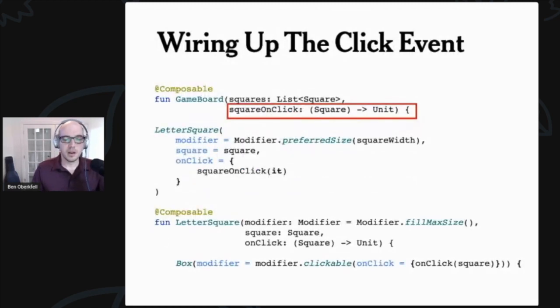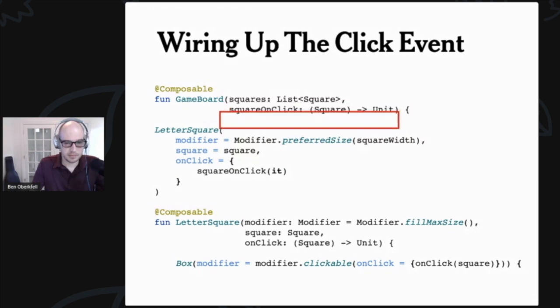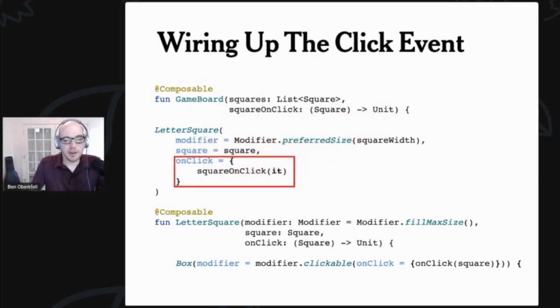Finally, we want to make the game board actually interactive. So we want you to be able to click on a square and have it react. So how do we do this? Well, we're going to pass an onClick method into the game board. You're going to define this lambda that takes a square and does something when you click a square. Since we're also going to pass that onClick down into the letter square, the letter square knows what to do when you click, so that event can bubble back up.